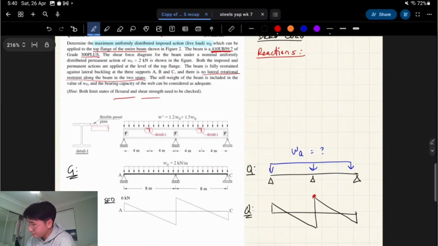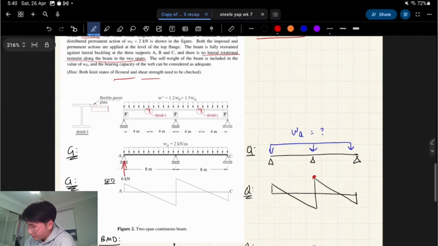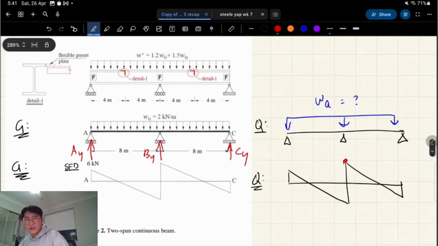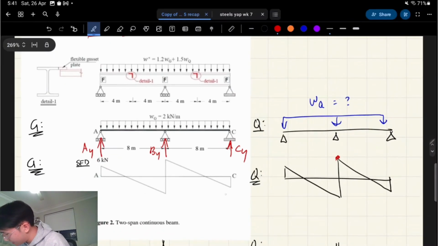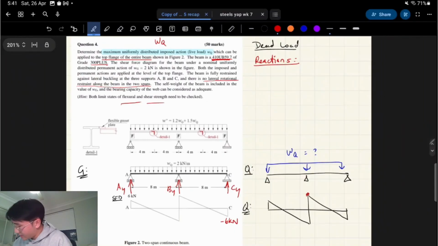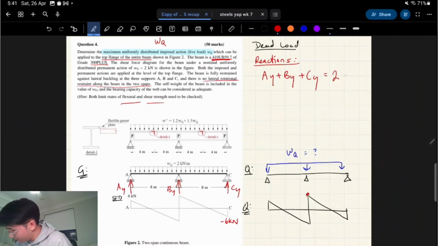Great. So essentially we're going to call these AY, BY, CY at the reactions. It tells us that the shear force goes up by 6 kilonewtons, which we can work out essentially. But that also means that this shear force here is 6 because it's mirrored. Let's work out the reaction. So AY plus BY plus CY is equal to WG, which is 2 kilonewtons per meter, multiplied by 16. We know this is 6.